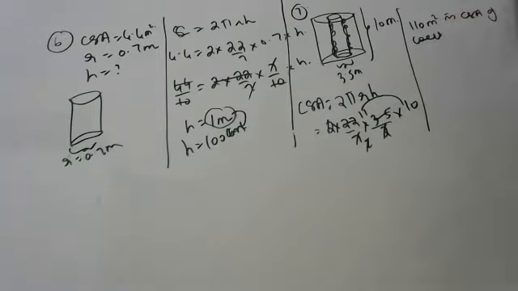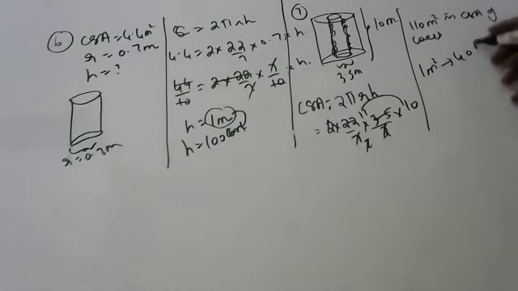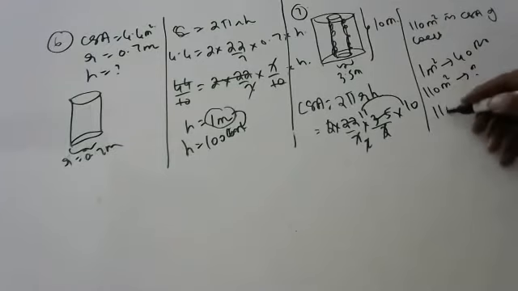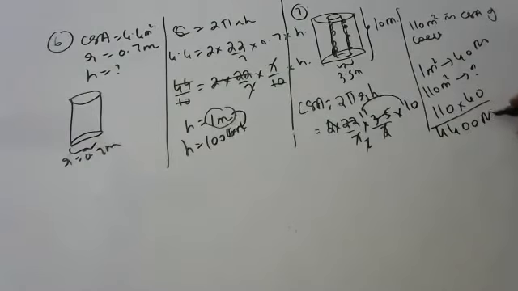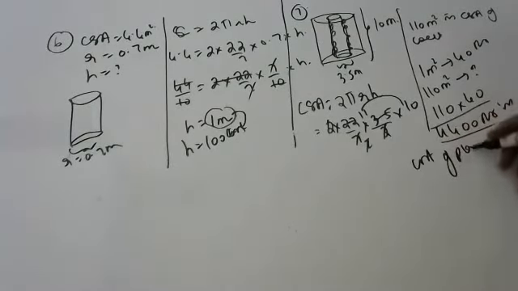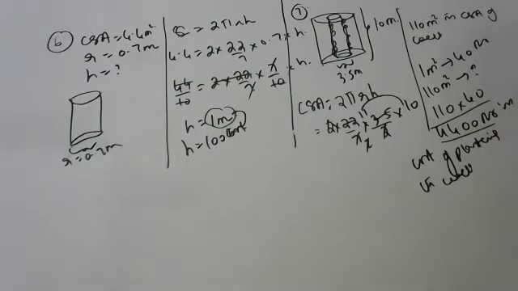Now the cost of the plastering, how much did they give? Plastering 40 rupees per meter square. 1 meter square is 40 rupees. So 110 meter square is how much rupees? 110 into 40 equals 4400. It's the cost of plastering the well. No one will paint the well, it is plastering the well.